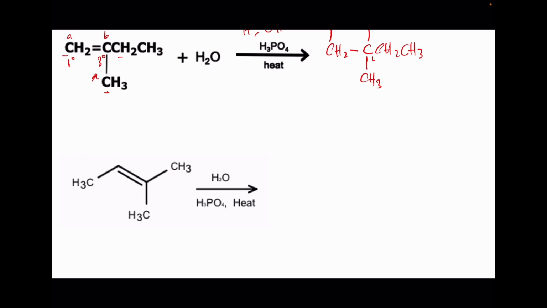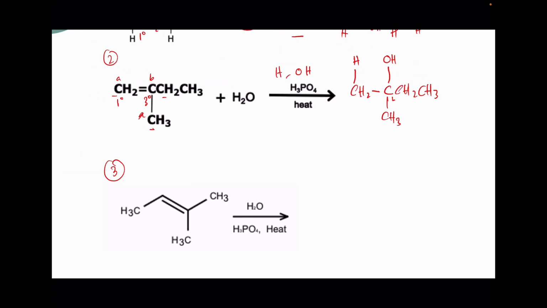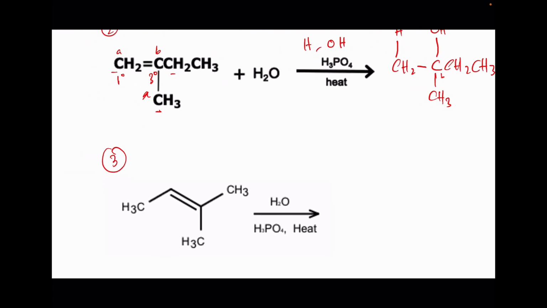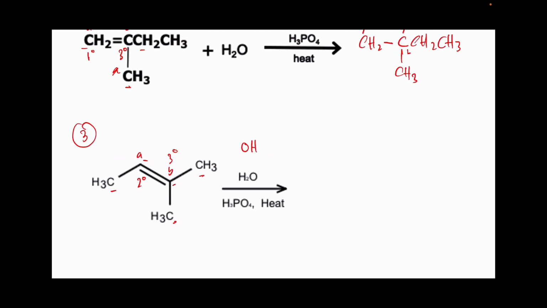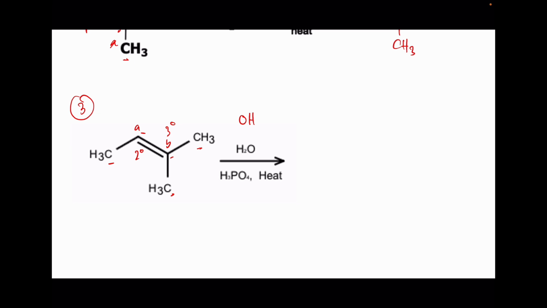The last example here. In a similar way, focus on the C double bond C, and label carbon A and carbon B. The next step, you classify the carbons. Carbon A is a secondary carbon because it is attached to 1 and 2 carbons. Carbon B is a tertiary carbon because it is attached to 1, 2, 3 carbons. So then OH will attach to carbon B, and the product will be like this.